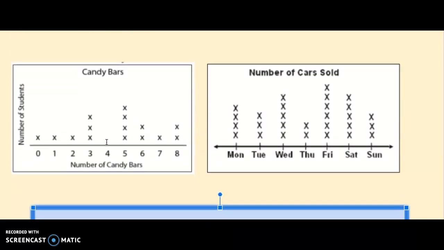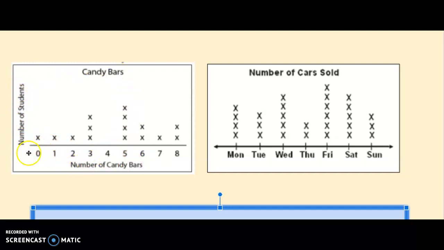Above, I have a few line plots to show you. This may take some of the mystery out of line plots, and you may think, oh, I've seen these before. It's simply one axis or line. This one has arrows on the end of it. This one does not, but it's a horizontal line with a title and labels under each one. This is the number of candy bars. This is the number of students who have that many candy bars.